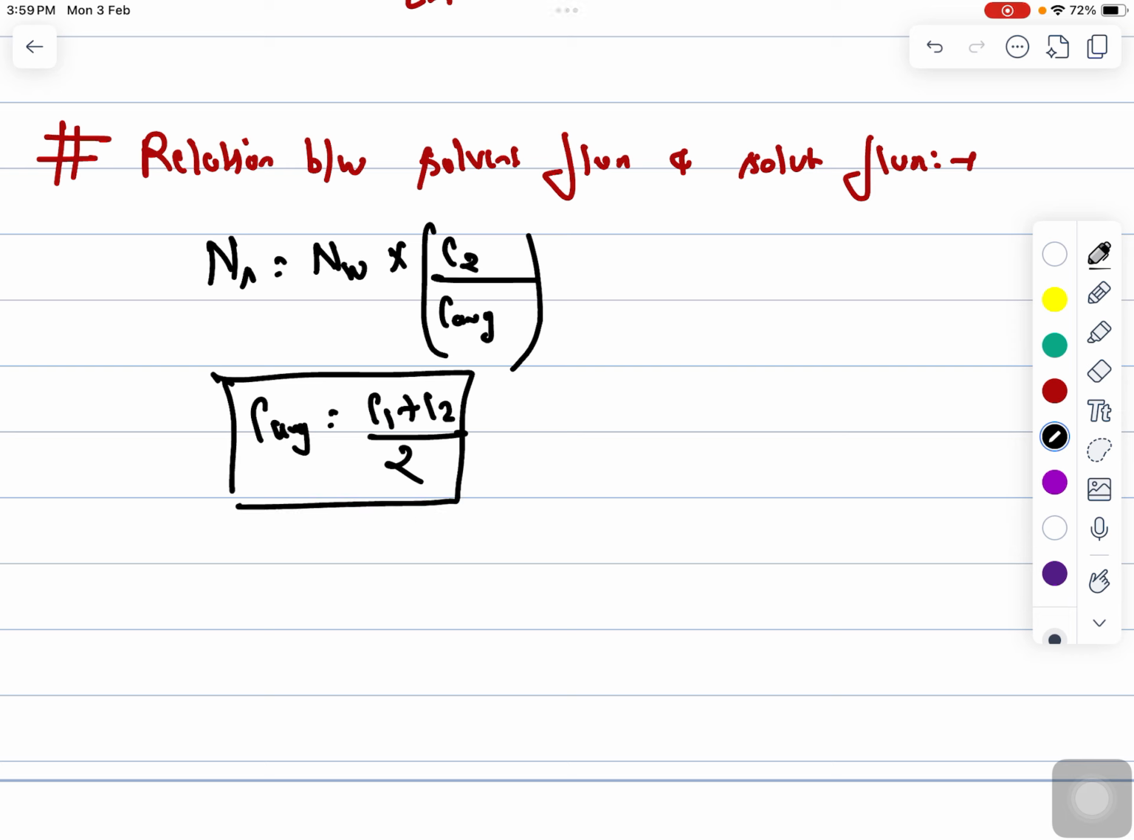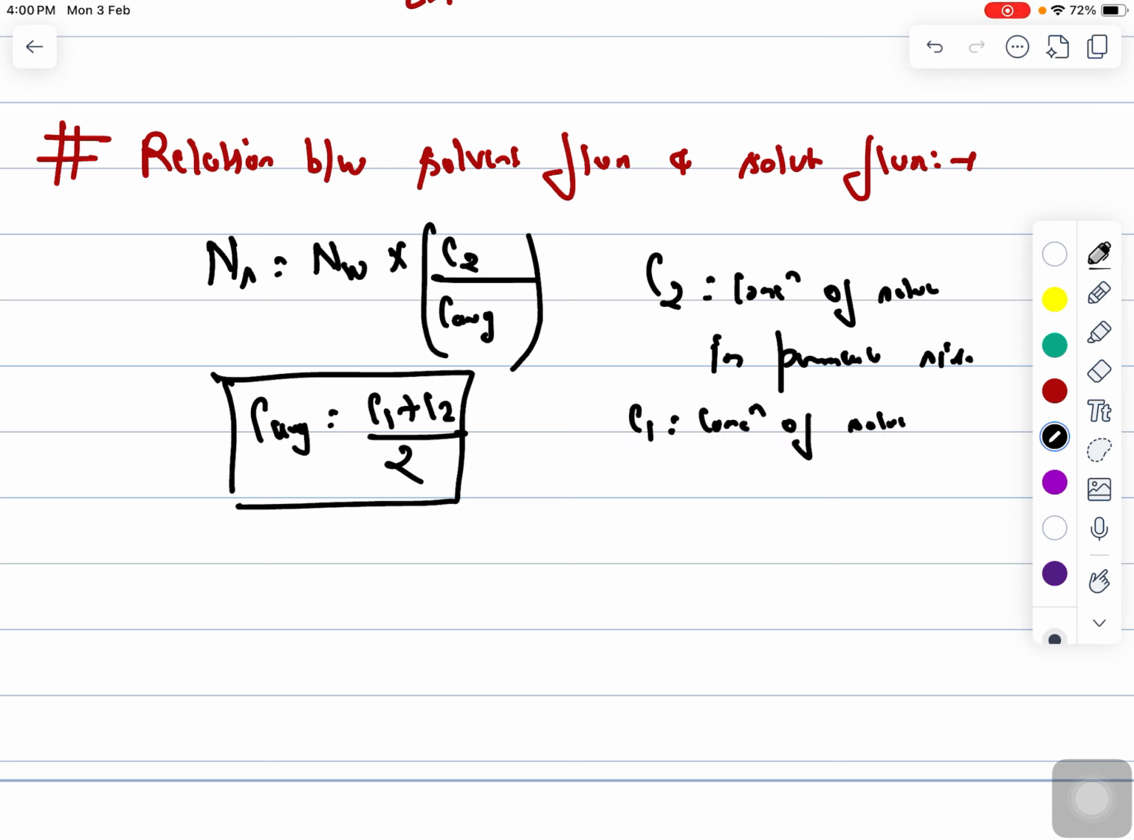So C2 is the concentration of solute in the permeate side, and C1 is the concentration of solute in the feed. Nw is the solvent flux, Ns is the solute flux. That's it. So that is the maximum thing that can be asked in the GATE examination here.